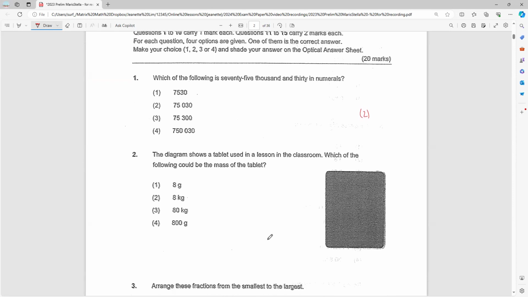Diagram shows a tablet used in a lesson in the classroom. Which of the following could be the mass of the tablet? Definitely not 8 grams. 8 grams would be like just a pinch of sugar. 8 kg would be a very heavy school bag. 80 kg is like the mass of a person. And 800 grams is less than 1 kg. So yes, it's possible. So the answer will be 4.